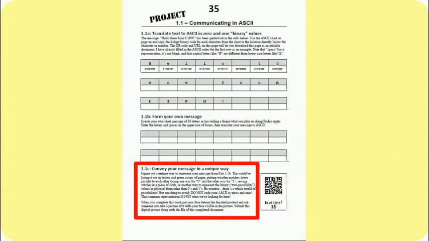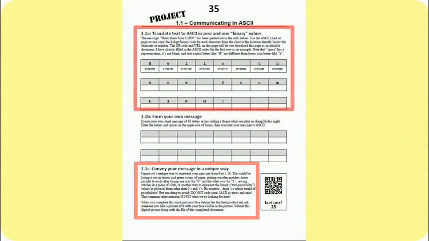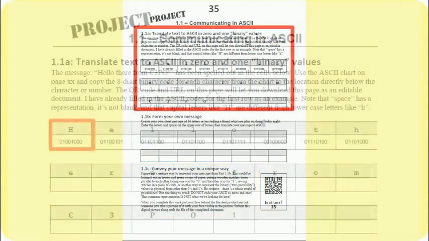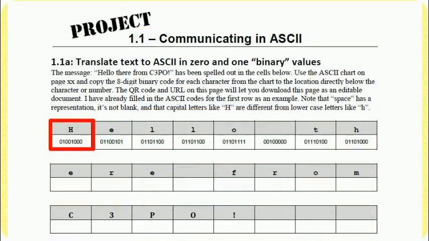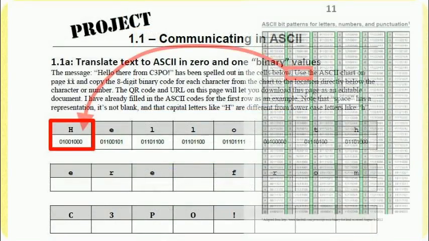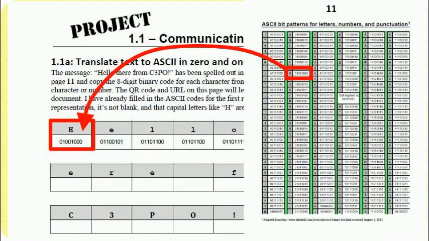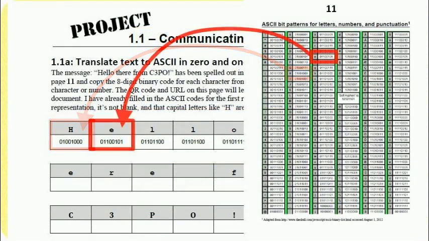Let's go back to part 1.1a, the first of the three parts of this project. Here you see the capital letter H and its corresponding ASCII code. I got that from page 11, as you see here. The second letter, a lowercase e, I got from this part of the chart, and you can see that uppercase and lowercase really do have different representations. If you look at the capital letter E, which is just to the left of the lowercase e on this chart, you'll see that the bit pattern is different. So uppercase and lowercase are different, and they have different ASCII bit patterns.